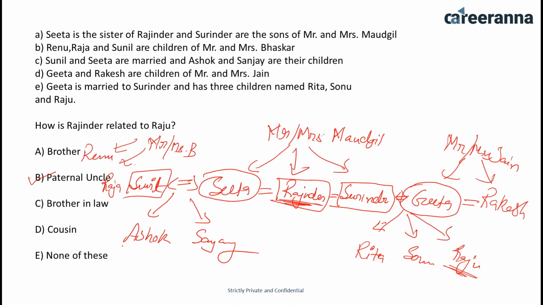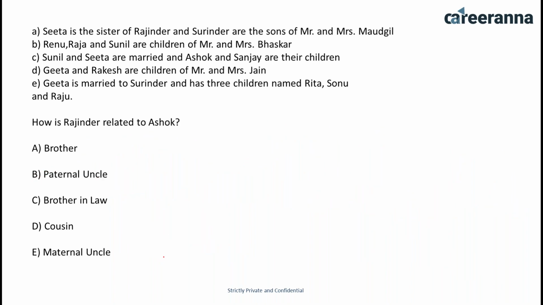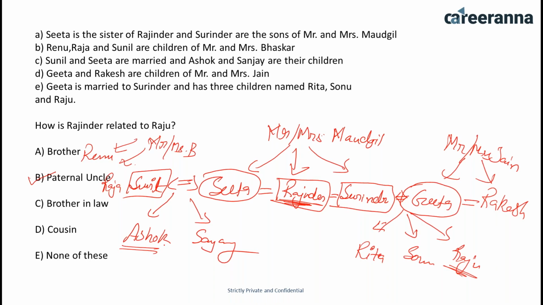So we already know Rajendra is here and Ashok is here. Please write your answer in the chat box. How is Rajendra related to Ashok? Brother, paternal uncle, brother-in-law, cousin, or maternal uncle? You can use this. Ashok is the son of Sunil and Sita is a female, and her brother is Rajendra. So we are talking about the mother's side. So this is going to be the maternal uncle.